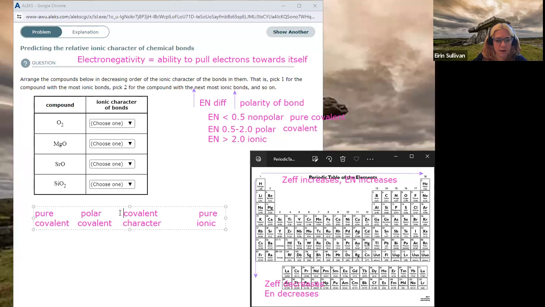So we don't need to know this for Gen Chem 1, but it's in there. If you're looking at two different compounds and thinking, well, they're both ionic, just remember there is percent and degrees of ionic character as well as covalent character.